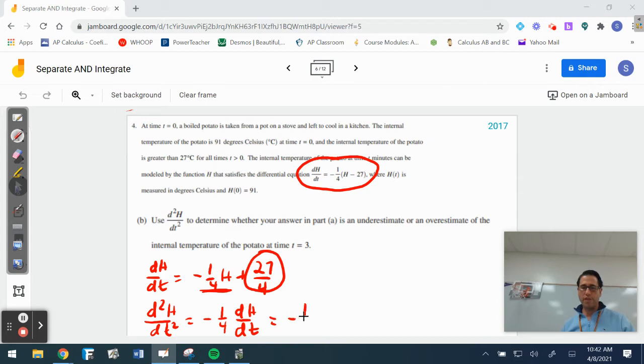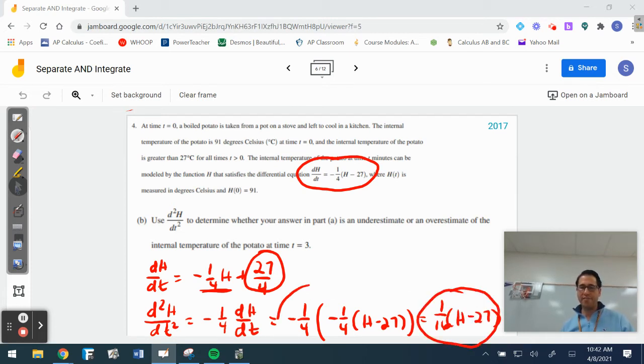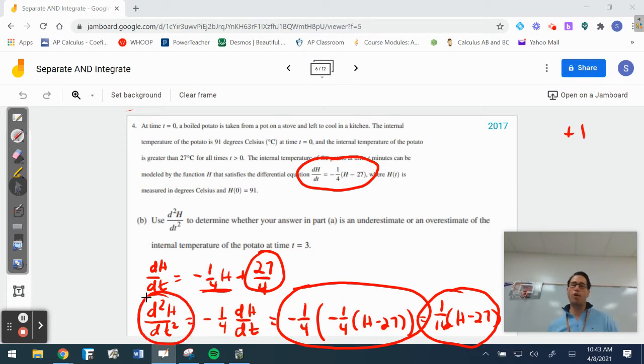Now, for this one here, it's very interesting because you have to resubstitute that back in. And guess what happens? Look what happens when I resubstitute that back in. I multiply 2 negatives and I get 1/16 times h minus 27. Now, did you have to simplify that to get the full credit point? You wouldn't have to. But watch, I've got to answer the second question now. They asked me in part A, when I drew that tangent line, was it an over or an underestimate? Well, let's look at this. The second derivative, what does that tell me about a graph?